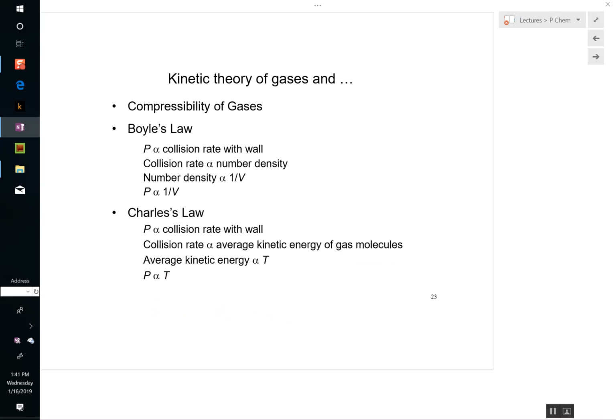Boyle's Law: the pressure is proportional to the collision rate with the walls. Collision rate is proportional to the number density, or the density of the particles, and it's proportional to 1 over the volume. Pressure is proportional to 1 over volume. Charles' Law: pressure is proportional to the collision rate with the walls. The average kinetic energy is proportional to the temperature, so pressure is proportional to the temperature.